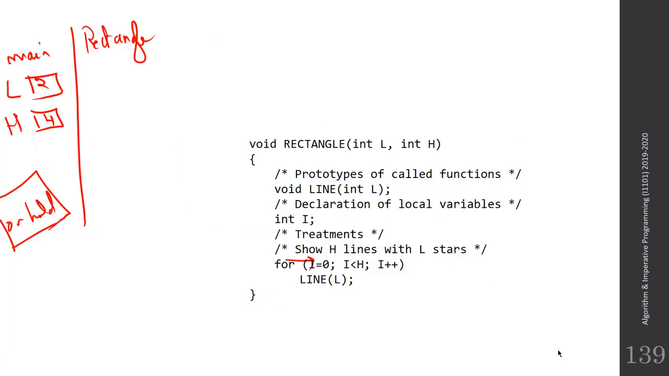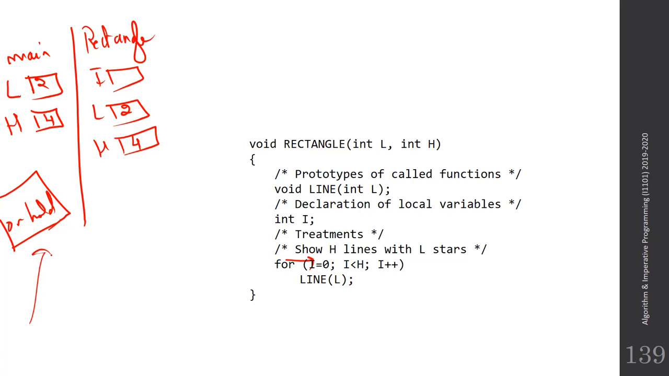Now in rectangle, it has three local variables: I, L, and H. We know that when I'm calling the function rectangle from main, the value of L was passed to the variable L, and the value of H was passed to the variable H. So look well, there is 2 in L and 4 in H now. However, I'm dealing now with rectangle. The main part here is on hold. So I need to execute the code.